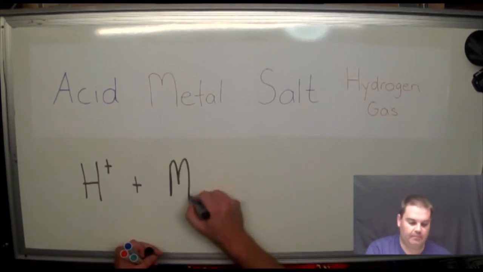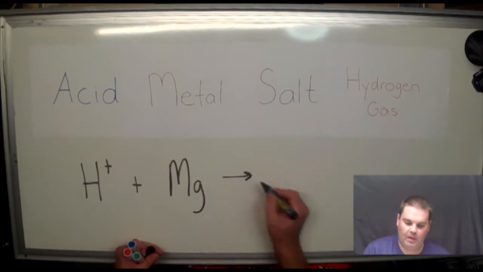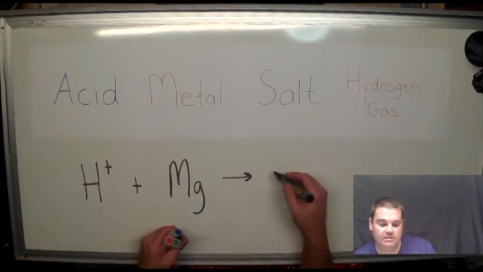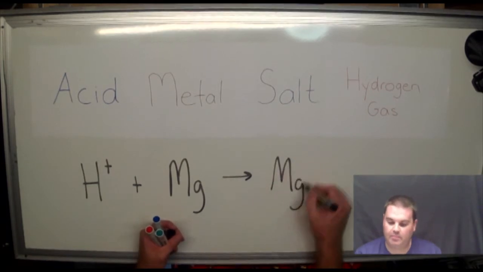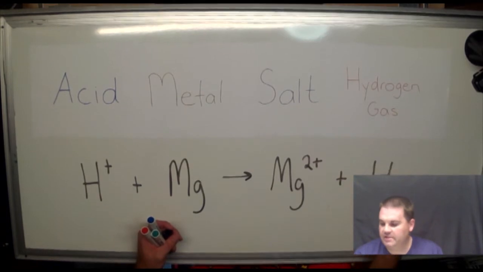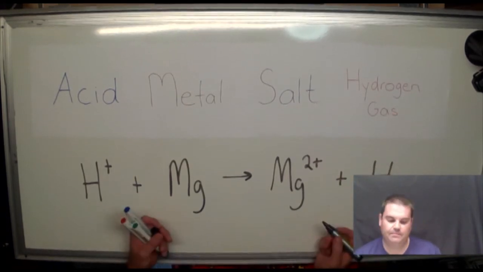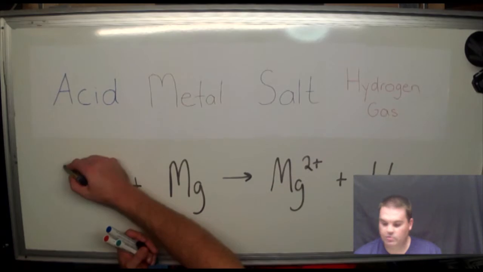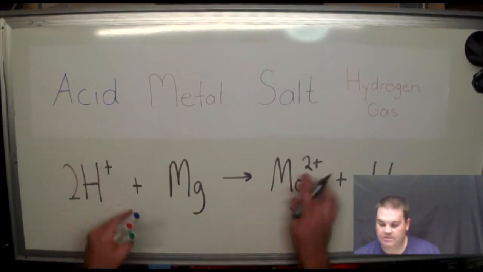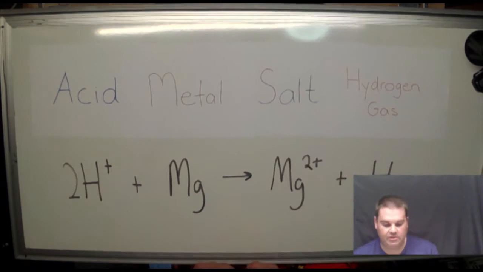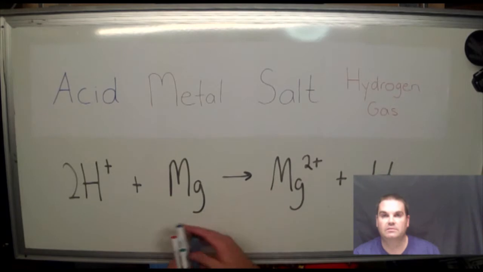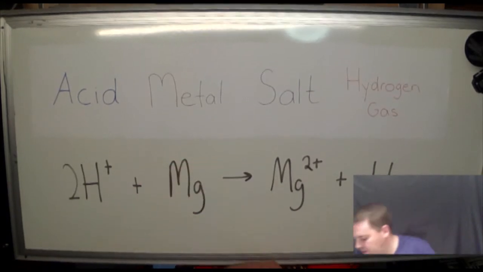Let's go with magnesium again, Mg. We're going to get our salt. Now we don't know what the anion part of the acid is, so all we're going to do is get the cation part of the metal, so it's Mg2+, plus we get hydrogen gas. We balance it up. We need 2 hydrogens there, and that not only balances the hydrogens, it also balances the charge. So that's how you can write it with just using an acid rather than the full acid. H+ represents any acid.